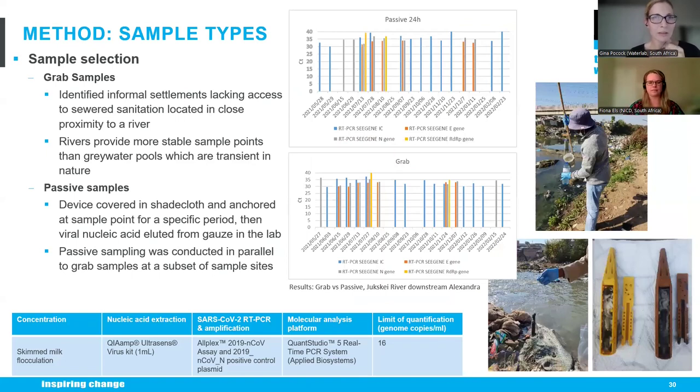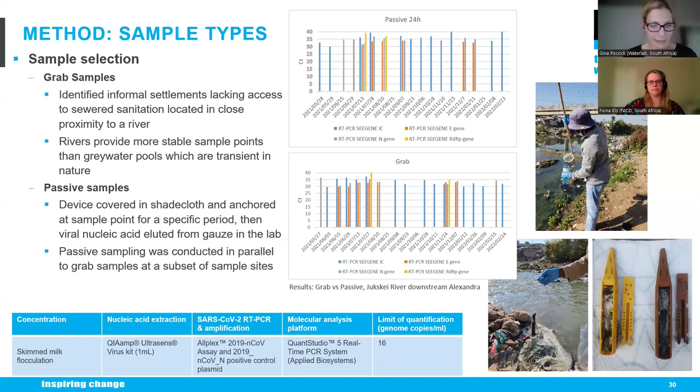Right, just to take you through our sample types, for those who haven't dealt with these types of settings before, we evaluated various samples and sample types, but we ended up sticking with grab and passive samples for continued observation. When you evaluate these types of samples initially, we found that the rivers provided a more stable sample point, obviously, than grey water pools or surface runoff, which was temporary or more transient. Although we did still include these when they were available, when we went into the areas and there were pools after rainfall, we would sample those as well.